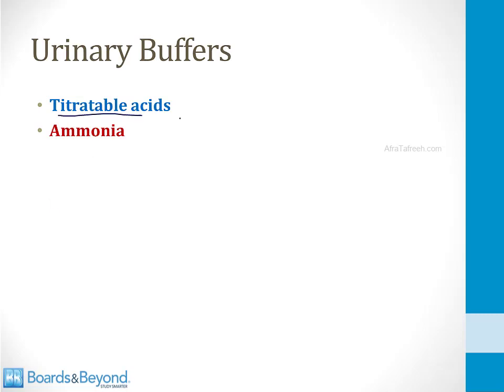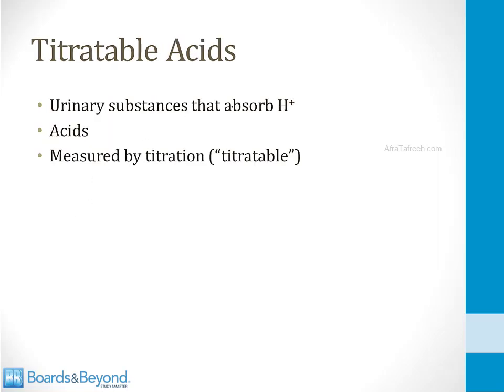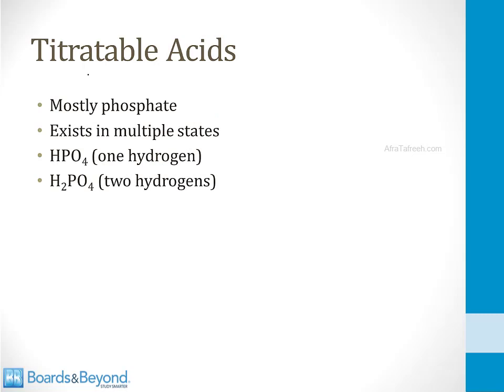The first one is called titratable acids, and the second one is ammonia. So titratable acids are urinary substances that absorb protons. They are acids and they are measured by a technique called titration. That's why they're called titratable. Most of the urinary titratable acids are phosphate, and phosphate can exist in multiple states. It can exist with one hydrogen attached, or it can exist in a dihydrogen form.